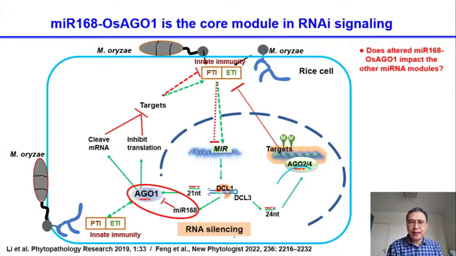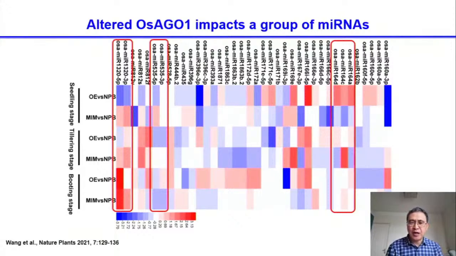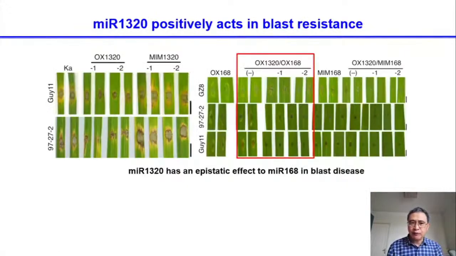Because AGO1 is a module, does it impact other microRNA modules? The answer is yes. We identified a group of microRNAs that are altered in the altered AGO1 background. So these microRNAs, which I show as 4 here. So one is this 1320.